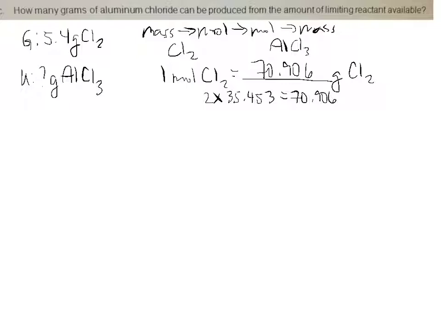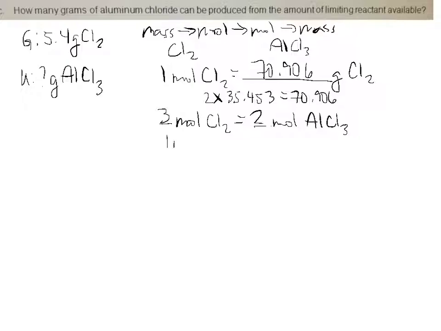And then we have to use our coefficients to go from moles of chlorine into moles of aluminum chloride. Okay, and remember that's the coefficients from the balanced equation. So back to the beginning, it was 2 moles of aluminum with 3 moles of chlorine gas reacting to form 2 moles of aluminum chloride. So we have 3 moles of chlorine for every 2 moles of aluminum chloride.